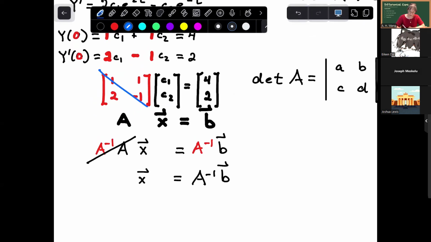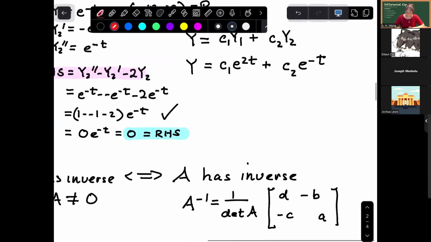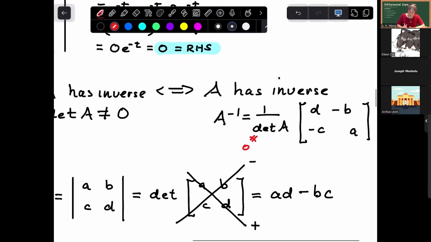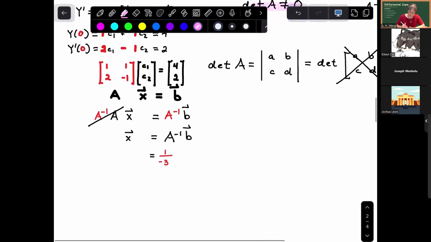-3. -1. Subtract 2 times 1 is -3. And -3 does not equal 0, and so therefore it has an inverse. What the inverse is going to be is 1 over the determinant. That's why you need it not to be 0. You can't have the determinant be 0, so you don't want it to be 0.